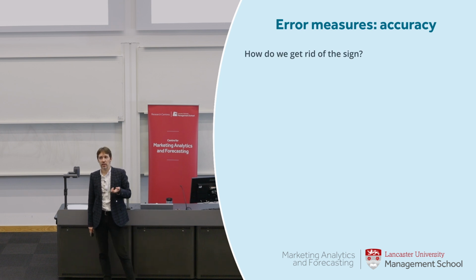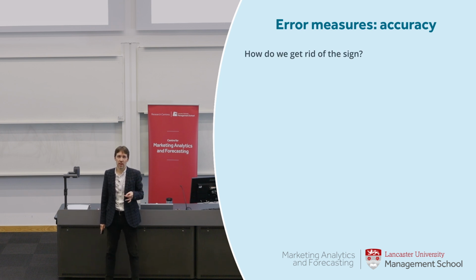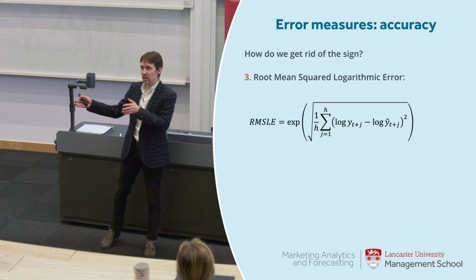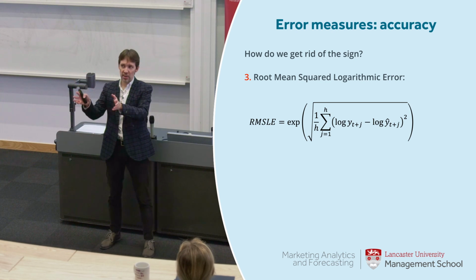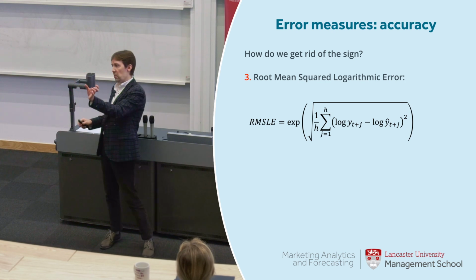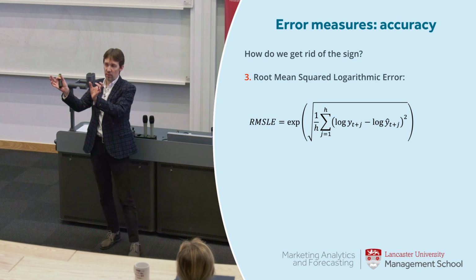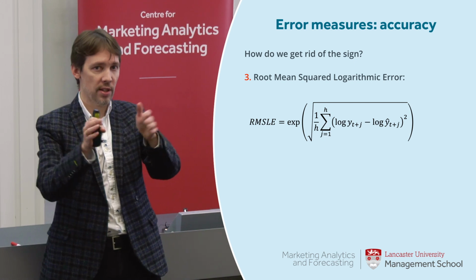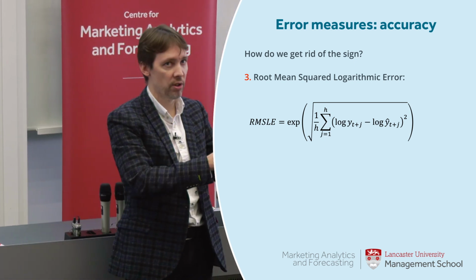And then there is also the slightly exotic one, which sometimes is also used in practice. It's called root mean squared logarithmic error. The idea here is it's very similar to RMSE, but we take logarithm of actual and logarithm of the predicted value. And then when we do the calculations, in the end, we take the exponent to get back to the original units.